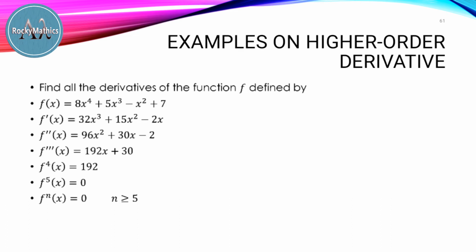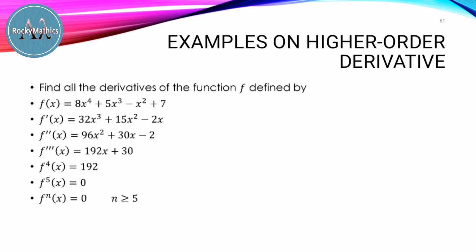So we have examples on higher order derivative. The problem is find all the derivatives of the function f defined by f of x is equal to 8x raised to 4 plus 5x raised to 3 minus x raised to 2 plus 7. Now we are asked to find all the derivatives of the given function. So first, we have to solve the first order derivative, which, since the given function is f, we can denote by f prime of x.